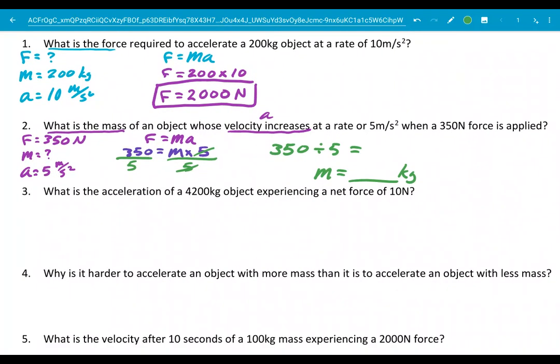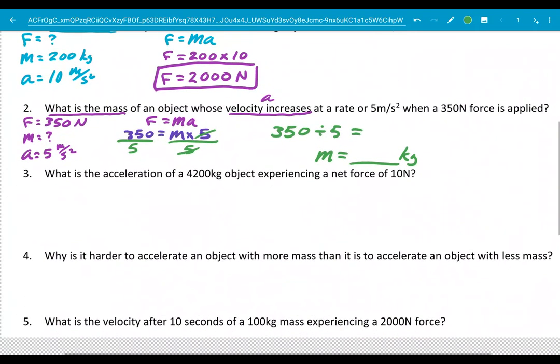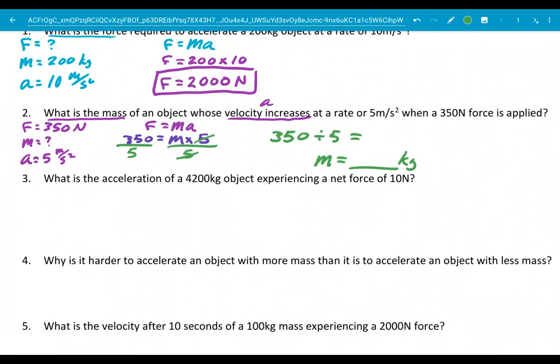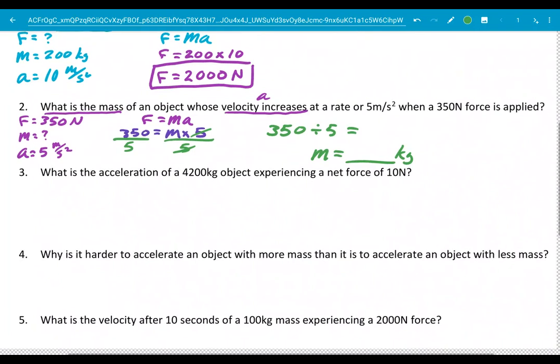Same thing, basically, on question number 3. Question number 4 is a kind of a conceptual question. So think about that one and then write down your answer as a sentence.